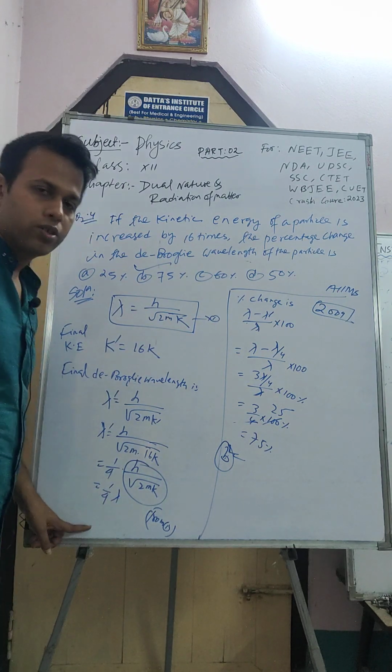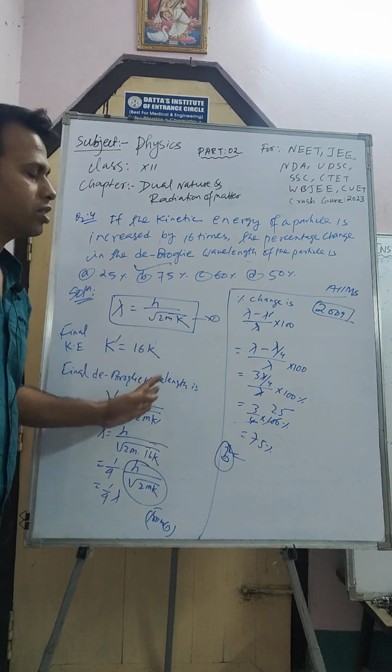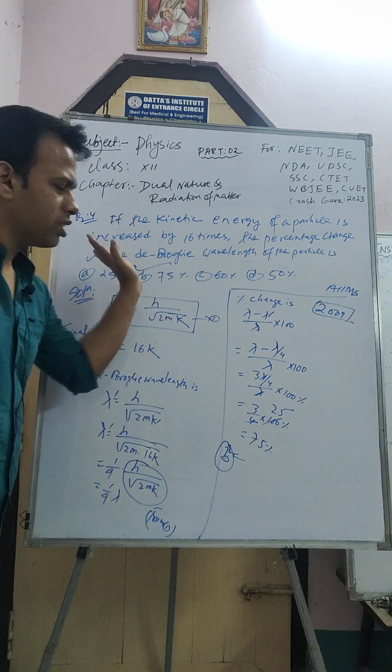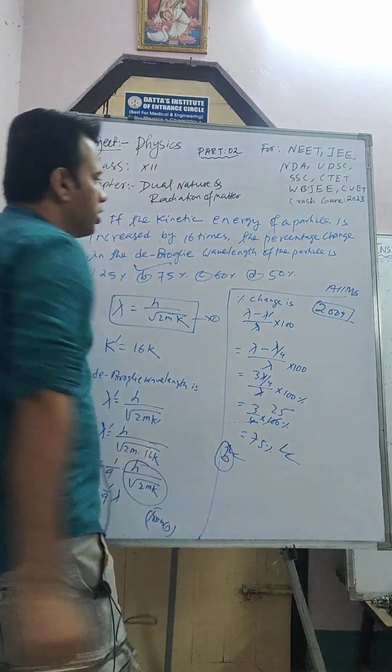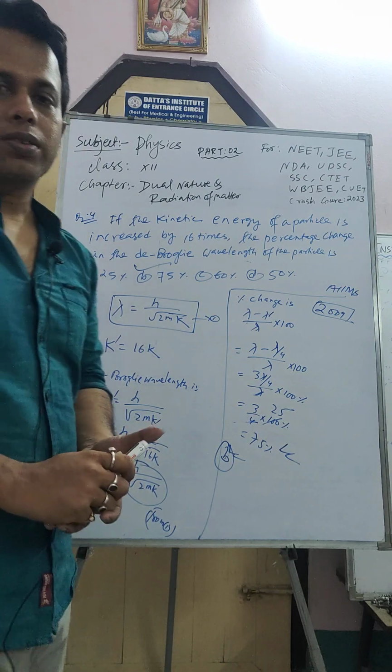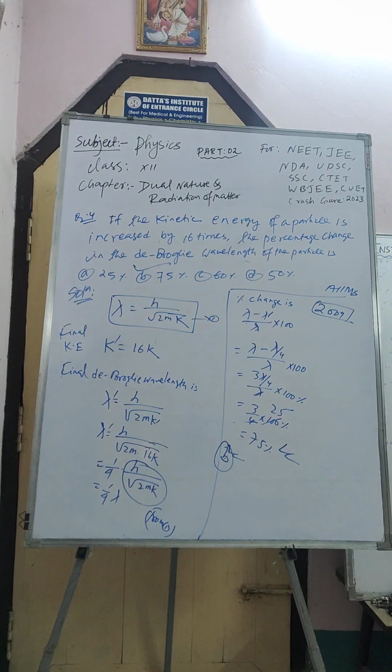That is 1 by 4. So final minus initial by initial into 100. So I just put all the values, lambda dash, and simplify. It becomes 75% decrease. So option B is the correct answer. Option B is the correct answer.